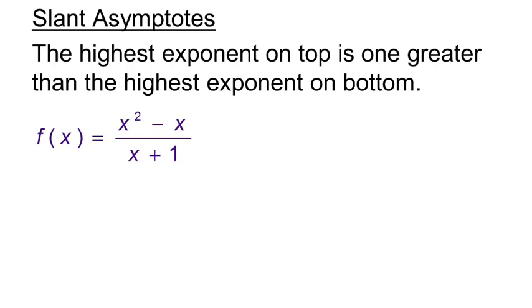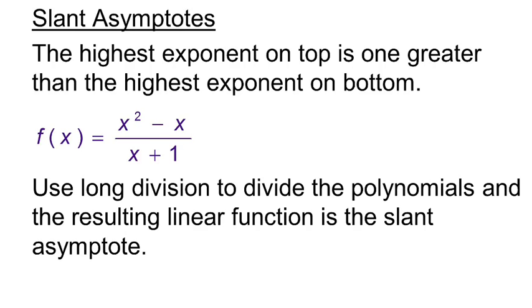To find out what the slant asymptote is, we're going to use long division to divide the polynomials. The resulting linear function is the slant asymptote.